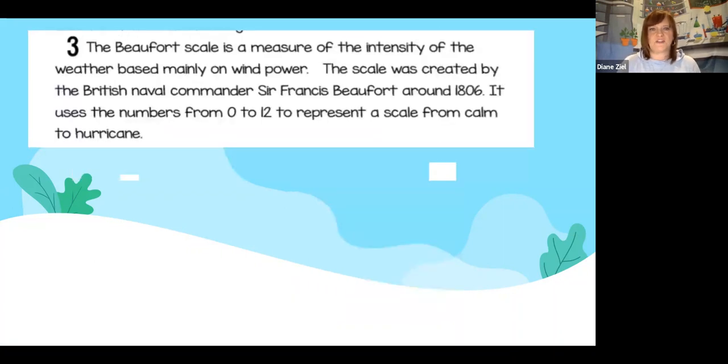Finally, we can measure how strong the wind is blowing. The Beaufort Scale is a measure of the intensity of the weather based mainly on wind power. The scale was created by the British naval commander Sir Francis Beaufort around 1806. It uses the numbers from 0 to 12 to represent a scale from calm to hurricane.